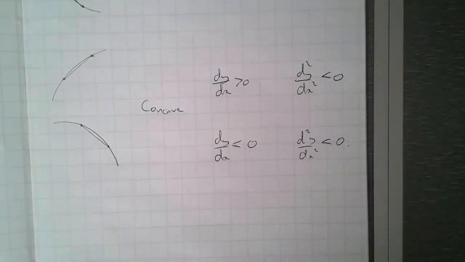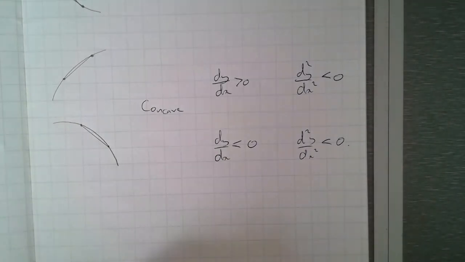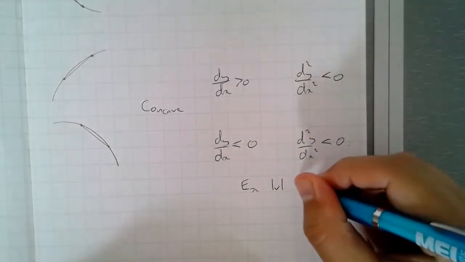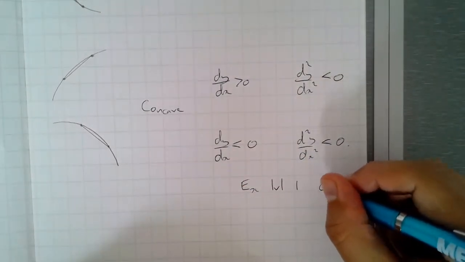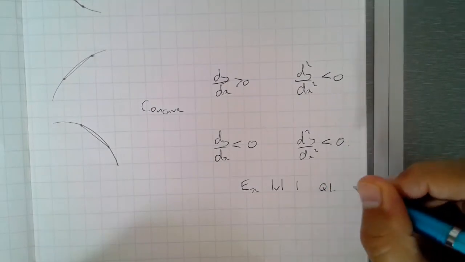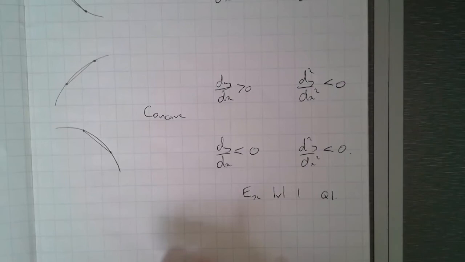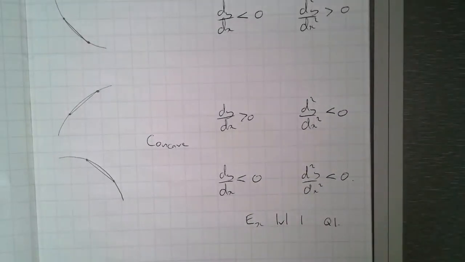Before you do anything else, have a quick go at some exercises which I've set you. Can you have a quick go at exercise level 1, question 1, thinking about what we've just spoken about using these ideas here. Once you've done those and checked your answers, come back to the video and we'll start talking about inflection.